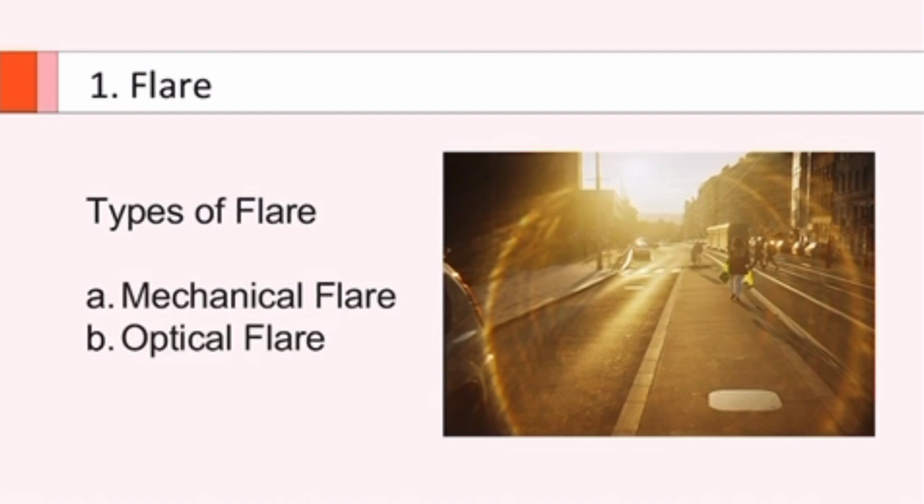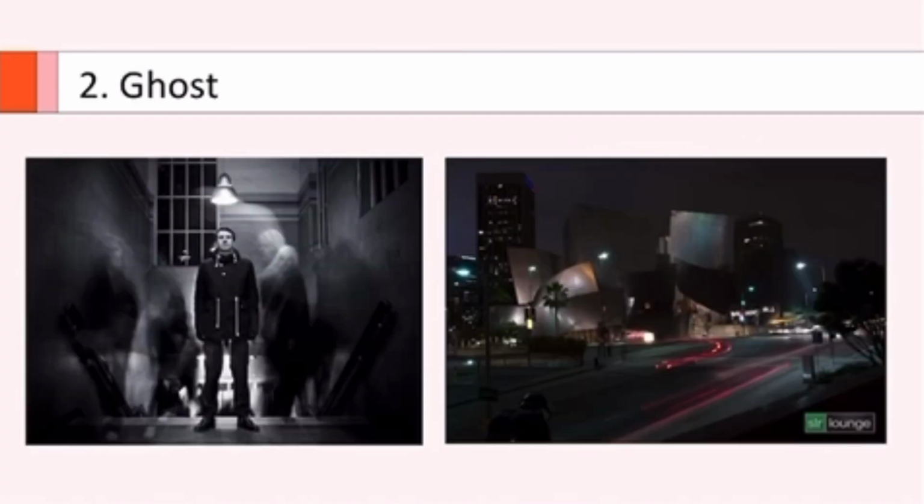So there are two types of flare. Mechanical flare: light is reflected from some bright spot within a faulty lens shade. Optical flare: light is reflected as it strikes individual light sources. Next, ghost. Ghost occurs when unwanted light reflects on the lens surface and mirror frame. The reflections in front of and behind the lens aperture give a ghost appearance.